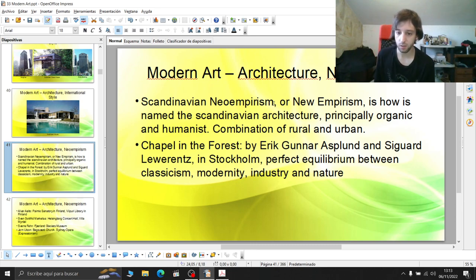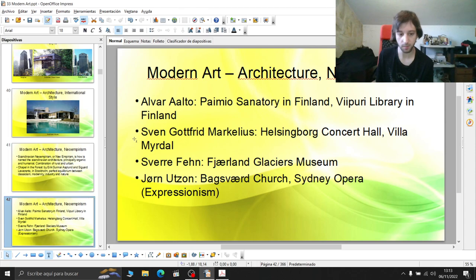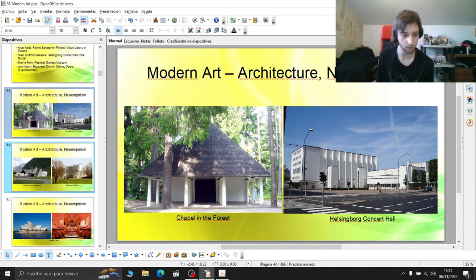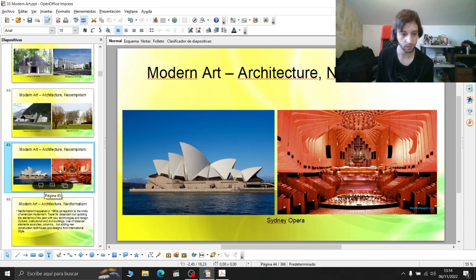Scandinavian Neo-Empiricism is how Scandinavian architecture is named, principally organic and humanist, a combination of rural and urban. Chapel in the Forest by Erik Gunnar Asplund and Sigurd Lewerentz, in Stockholm, a perfect equilibrium between classicism, modernity, industry, and nature. Here are different architects: Alvar Aalto, Sven Markelius, Bert Fehn, and Jørn Utzon. Here you see the examples. Here the Sydney Opera House, very important.